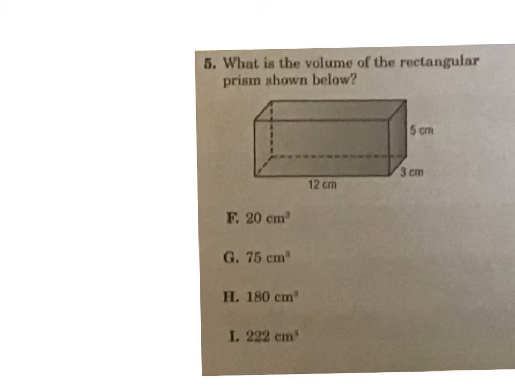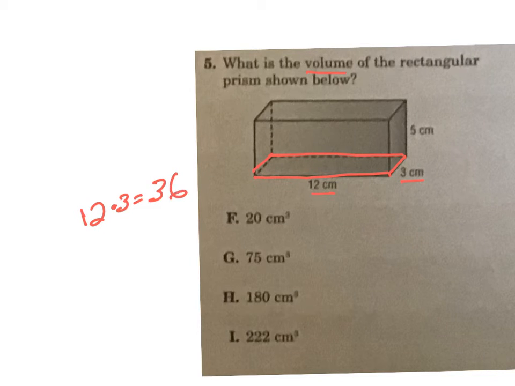The volume. Volume is how much will go in it. So I have to fill the inside. What I do is find the area of the base, which is 12 by 3. 12 times 3 equals 36. So this bottom is 36, and then I have to go with the height. How many layers is it? And that'll give me the volume.